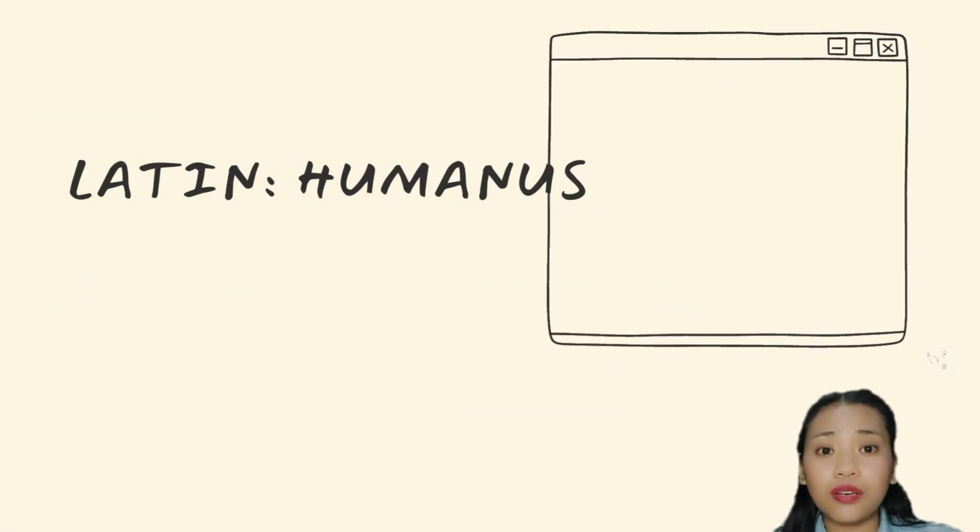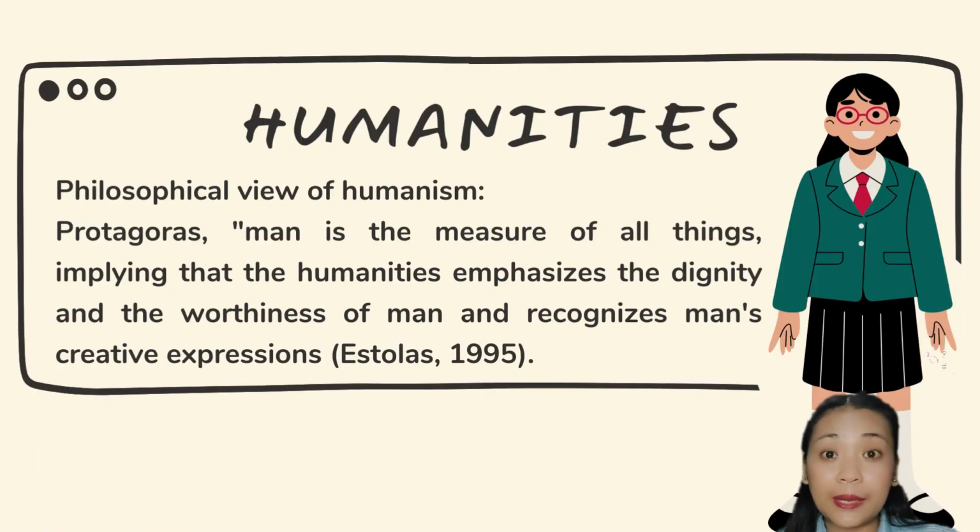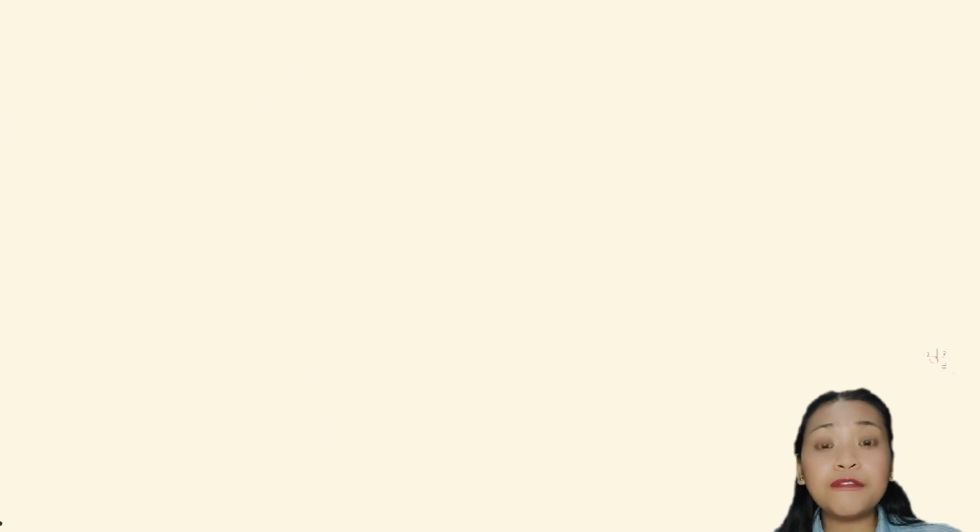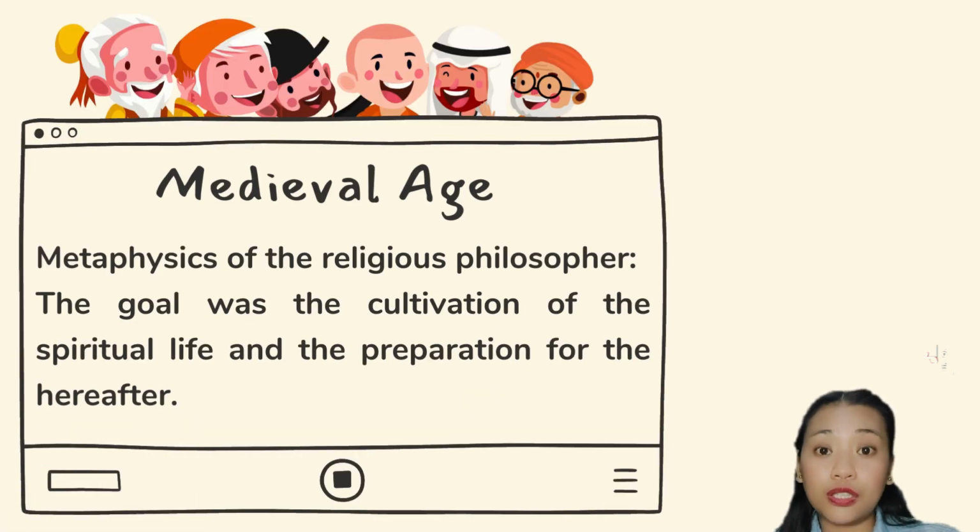Humanities is based on the philosophical view of humanism, which stresses the dictum of Protagoras that says, man is the measure of all things, implying that the humanities emphasize the dignity and the worthiness of man and recognize man's creative expressions. The humanities dealt with the metaphysics of the religious philosopher. The goal was the cultivation of the spiritual life and the preparation for the hereafter.